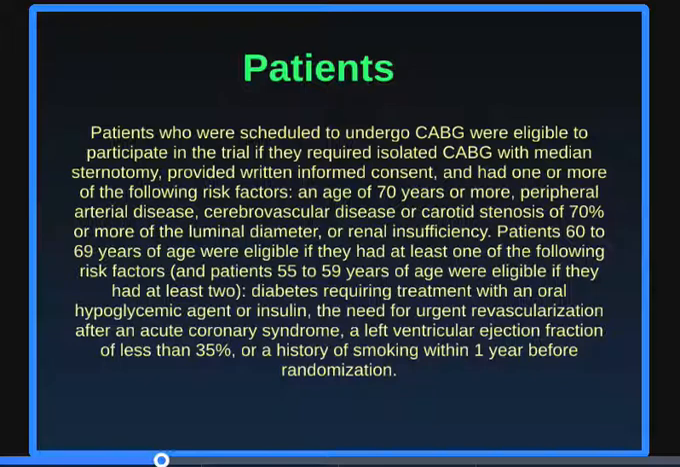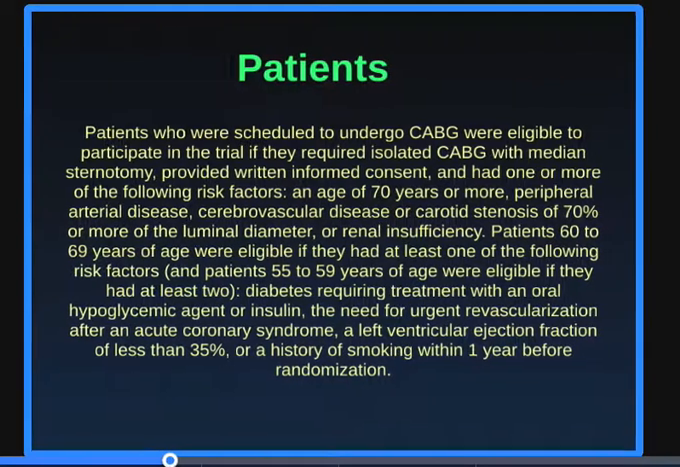Patients 60 to 69 years of age were eligible if they had at least one of the following risk factors: diabetes requiring treatment with an oral hypoglycemic agent or insulin, the need for urgent revascularization after acute coronary syndrome, a left ventricular ejection fraction of less than 35%, or a history of smoking within 1 year before randomization.